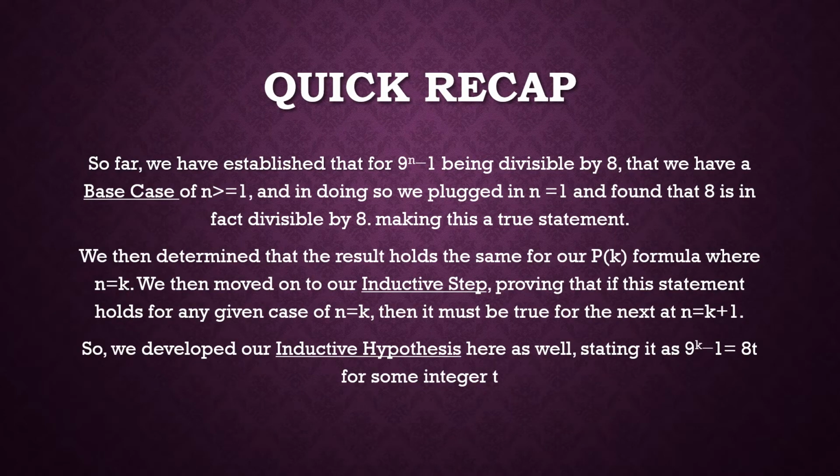So just a quick recap so far on what we established. We established our base case where n is greater than or equal to 1. And then once we plugged it in, we found that the solution, when we plugged in 1 for n, is in fact divisible by 8, making the statement true. Then we found our inductive step, proving that since the statement holds true for n equals k, then it must be true for the next step, n equals k plus 1, which we're currently trying to prove. Which leads us to our inductive hypothesis, which we stated once we plugged in k for n, that 9 to the k minus 1 is equal to 8t for some integer t, is divisible by 8.